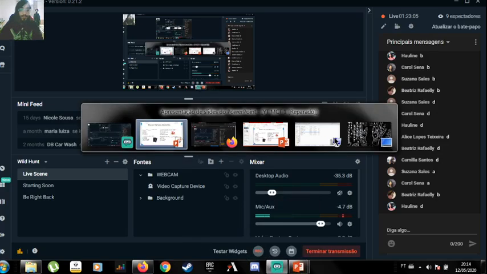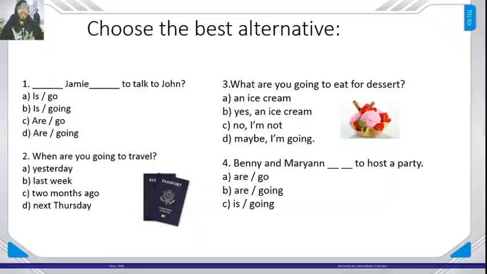Let's check this. Pay attention. Guys, look. Look at the question. The question is what? What are you going to eat for dessert? What is ruling here is the question word what. This is the command. The person wants to know what you are going to eat for dessert.